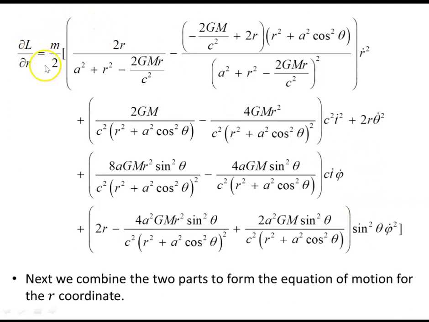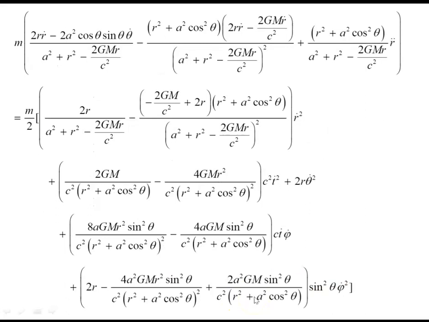All right, then dL/dr, the other part. Well, there's r's running all through the Lagrangian. So again, differentiating this very carefully bit by bit and with software. All right, there. We need to take a bit of care with this. Next we combine the two parts to form the equation of motion for the r coordinate. And so here we go. We have this on the left, and then I'll put everything else on the right there. Quite large, quite complex.